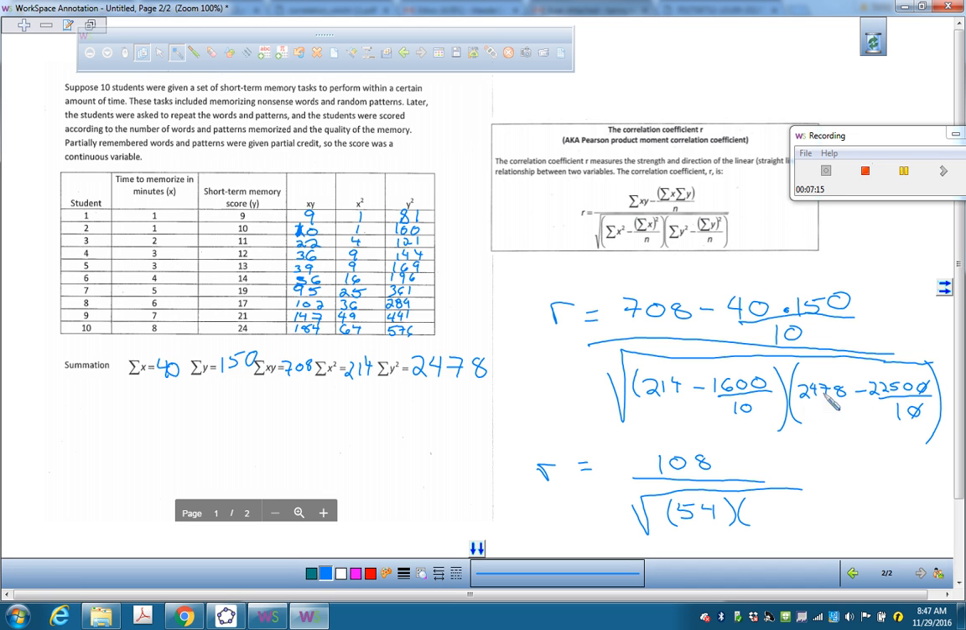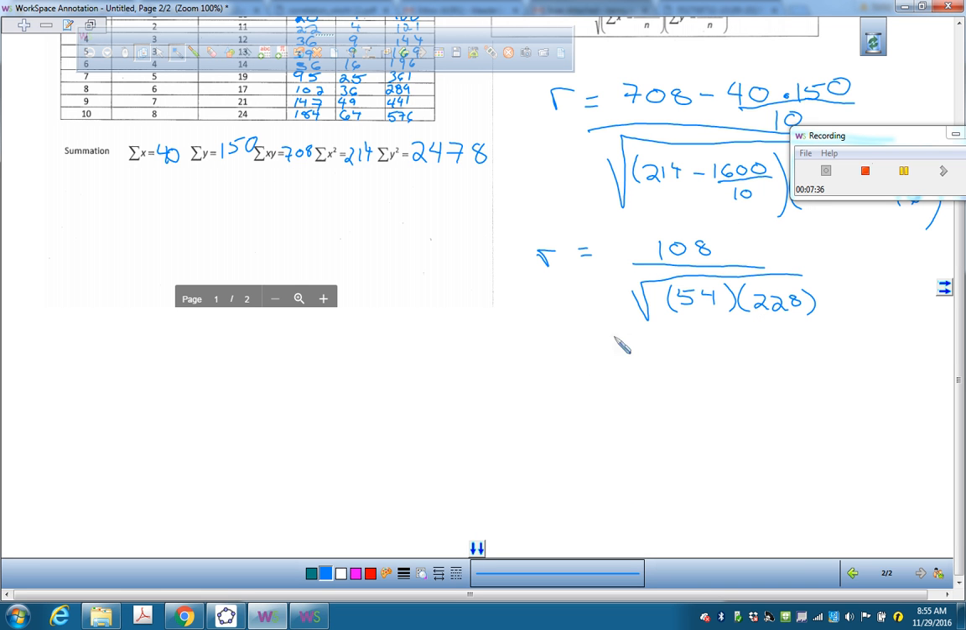So I get 2478 minus, who could do that on a calculator for me? 2478 minus 2250. Could someone do that? 228. Good. Thank you, Danielle. So far, I mushed it down to this. You with me? Okay. It's a long process. That's why your calculator will do it. So R is equal to, we're almost there.